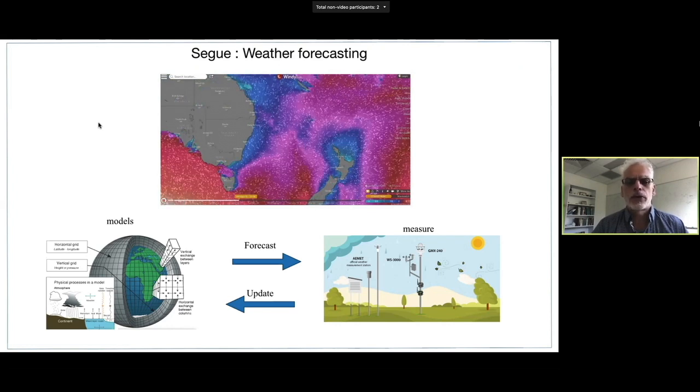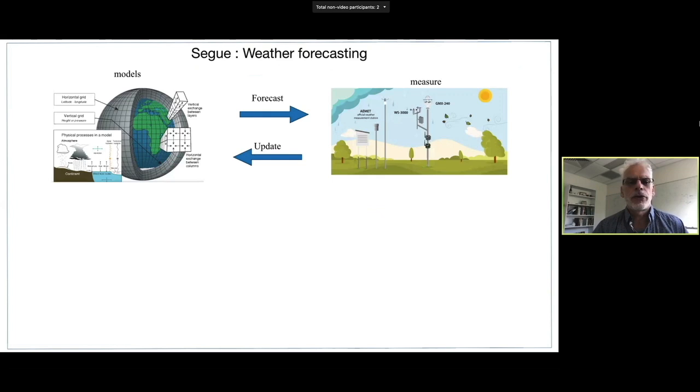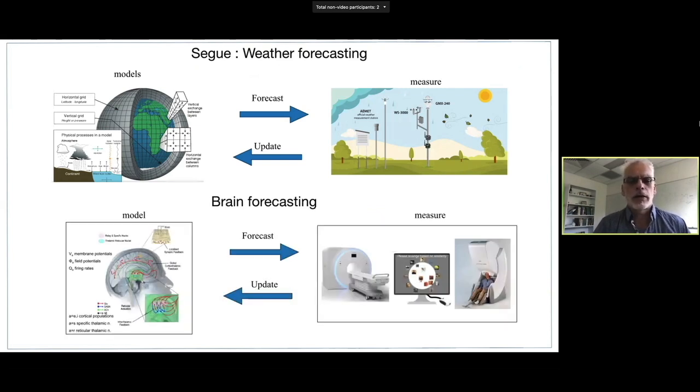It can also be used to predict storms, and with certain simulations, it can then be used to forecast long-term weather and even climate change. So what I'm going to do in the remainder of this talk is convince you that, well, I hope I've convinced you so far that this way of modelling and predicting the weather works. And now I'm going to try and convince you that we can and are doing the same thing with the brain, modelling, forecasting, measuring the brain, and then updating our models.